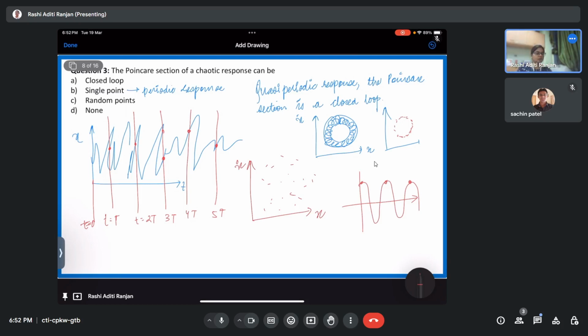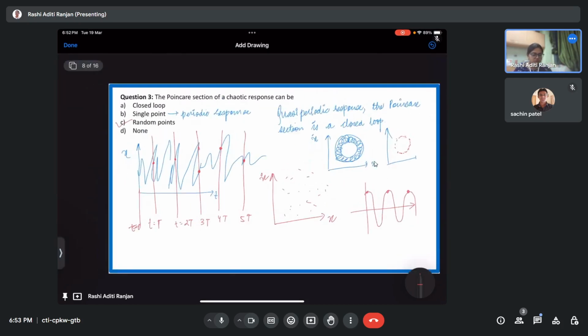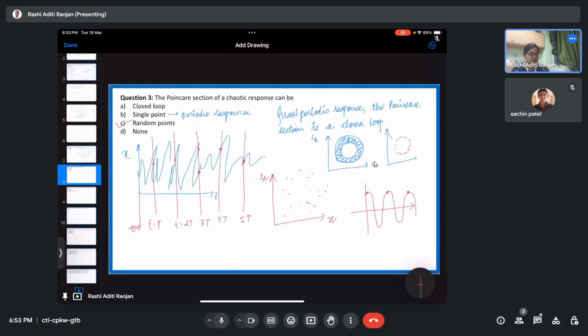So if in any question you have something like that, the Poincare section of a chaotic response can be random points or strange attractor, both are going to be correct options, provided it is not mentioned whether there is a presence of damping or not. In this case, random points is the correct response, but strange attractor could also be a correct option. However, you have not been taught about strange attractor yet, so we'll keep that untouched and we'll discuss it whenever it comes in the course.